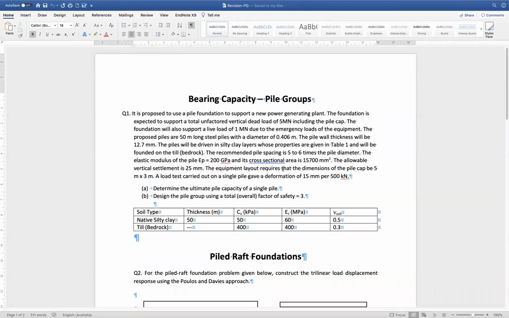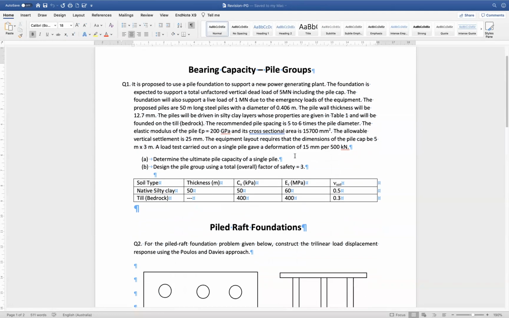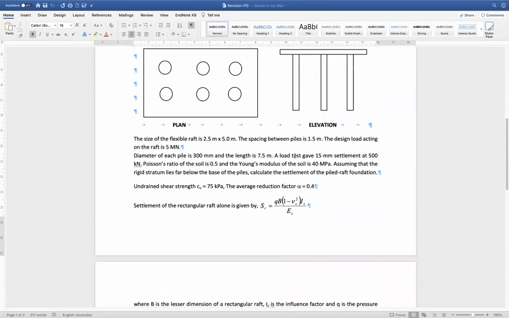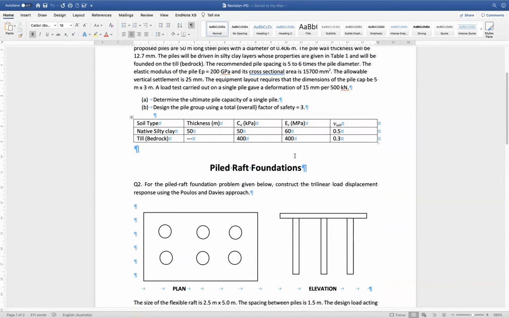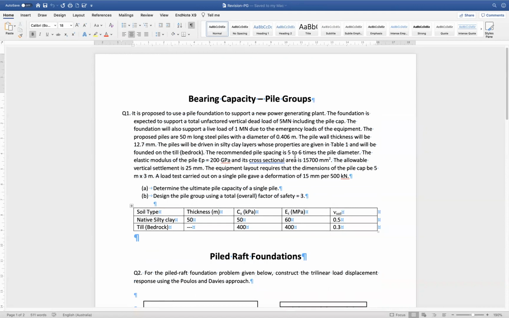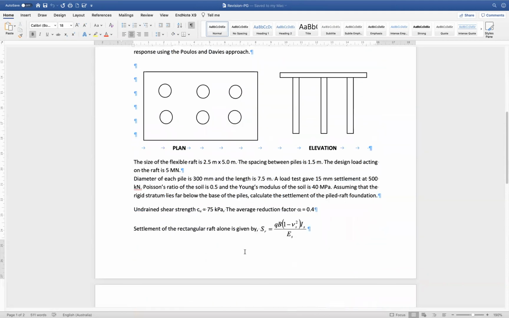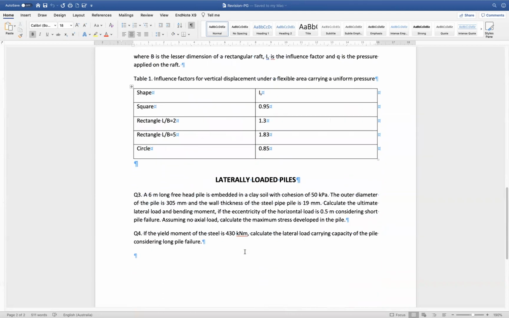Okay, today we will do the first revision tutorial. In this tutorial, we're gonna have four questions. The first one is on the bearing capacity of the pile groups without the settlement calculations. The second one will be the pile raft foundations. And the third and the fourth will regard the laterally loaded piles.